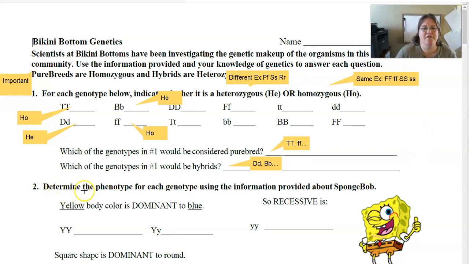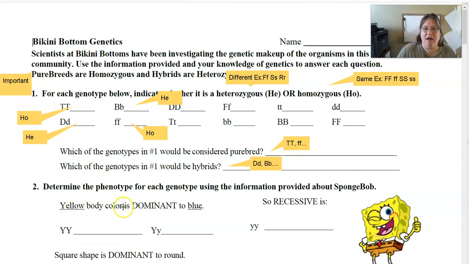Number 2 says determine the phenotype. Now remember, genotype is the gene that's actually in the DNA. The phenotype is the physical outward appearance that you physically see. So to determine the phenotype for the genotype using the information provided by SpongeBob, here we go. We've got a YY, that's a genotype. But what would the phenotype be?